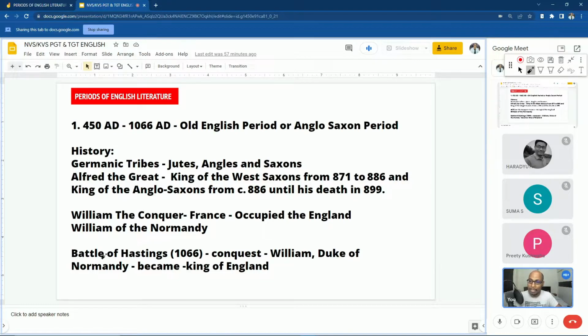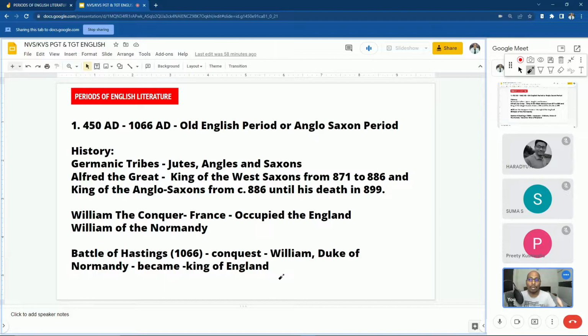And what happened during the Battle of Hastings, 1066? This is the dividing period between Old English and Middle English. In that Battle of Hastings, William, Duke of Normandy, conquered the land of England from the Anglo-Saxon rulers, and he became the King of England.